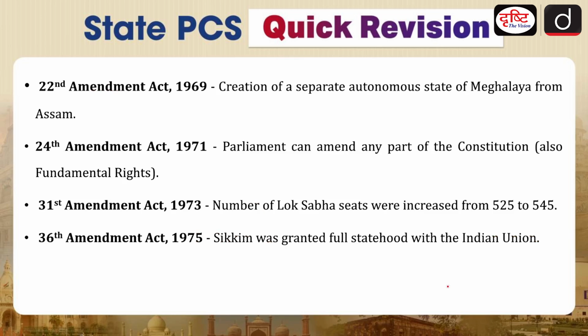The 22nd Amendment Act 1969, creation of the separate autonomous state of Meghalaya from Assam. So here a new state was created. Then the 24th Amendment Act 1971. This came in the wake of the Golaknath judgment. There was this case, Golaknath versus Union of India.